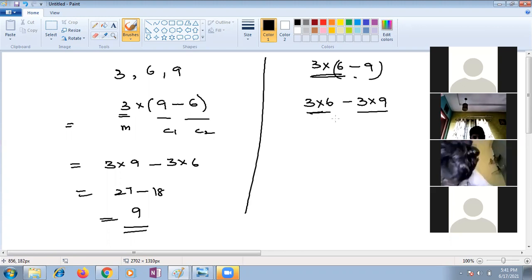So we have many. Don't write, just observe. We have many sums to solve in the exercise. We'll start our exercise directly. Very good, children. We'll go with our exercise sums now.